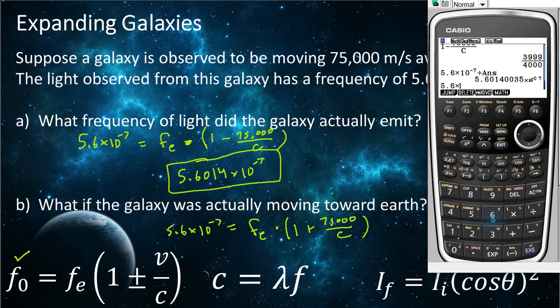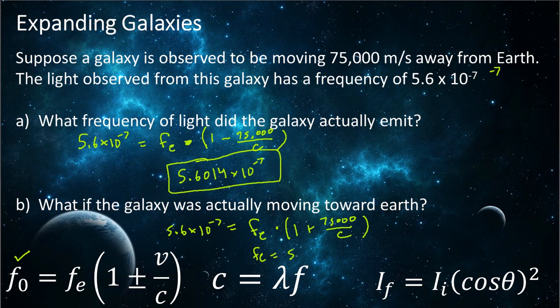So we're going to have 5.6 times 10 to the negative 7th. And we're eventually going to have to divide that by the quantity on the right side of the equation. So I'm going to type that in. And the right side of the equation is 1 plus 75,000 divided by C. And make sure I have that. Yep. Okay, and this time we get 5.5986 times 10 to the negative 7th for that. All right, that wraps up this section.